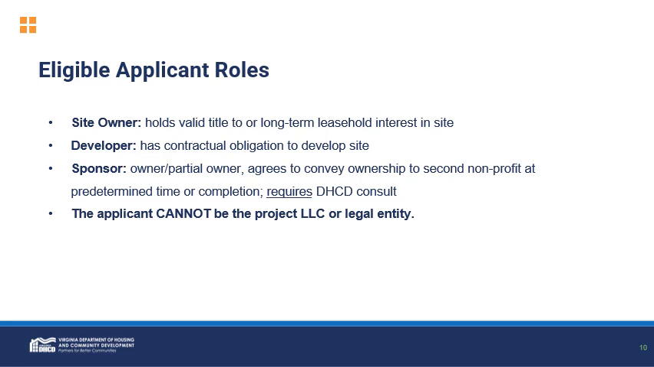Eligible applicant roles. You could be the site owner. This is frequently the housing authority's role in applications. They will have a ground lease to redevelop public housing. So they hold the valid title to or long-term leasehold interest in the site. The developer has a contractual obligation to develop the site, and the sponsor is an owner or partial owner that agrees to convey ownership to a second nonprofit at a predetermined time or at completion.